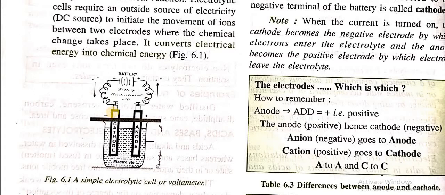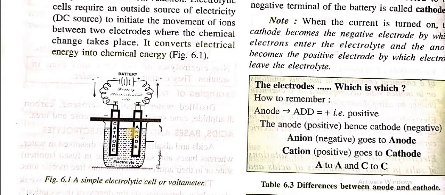We must remember that the positive electrode is always connected to the positive terminal of the battery, and the negative electrode is connected to the negative terminal of the battery. Once the battery is connected, current starts flowing through it.